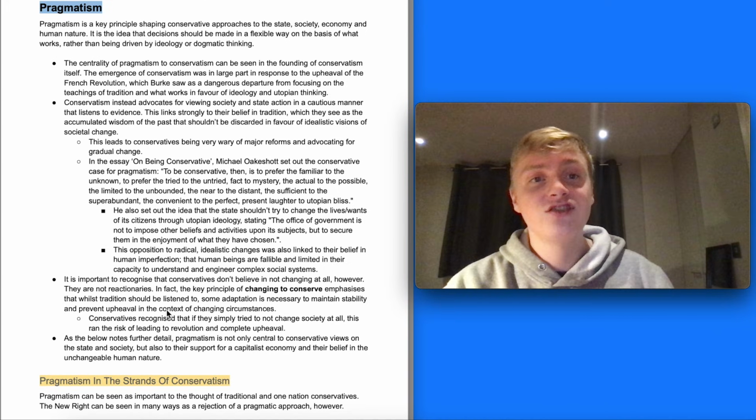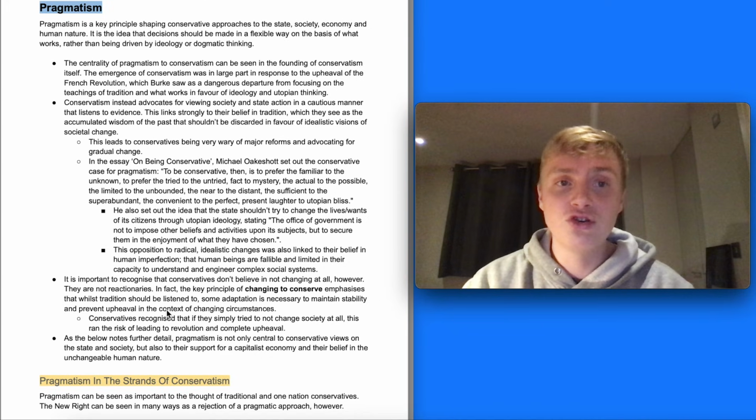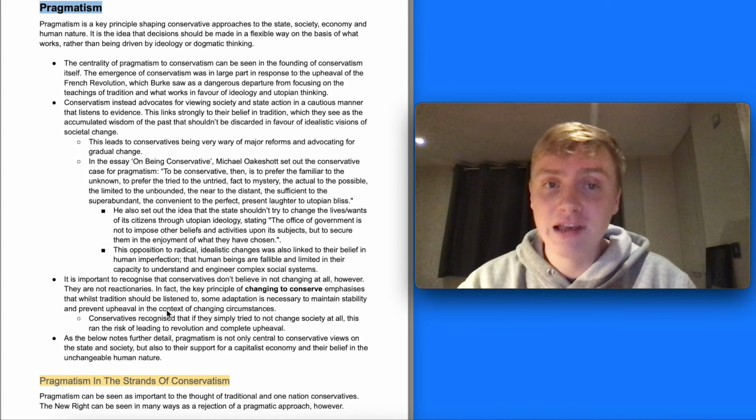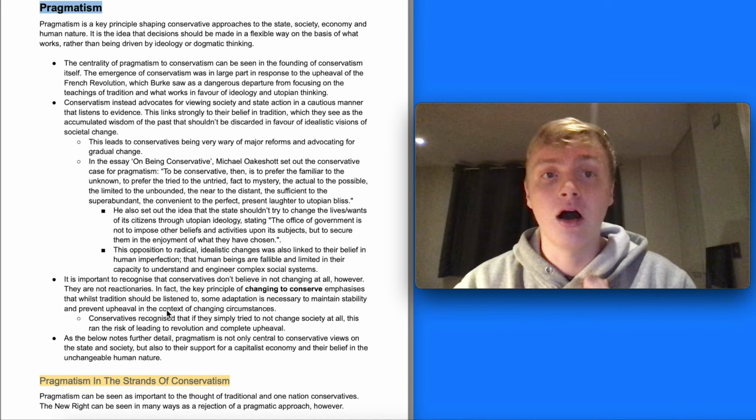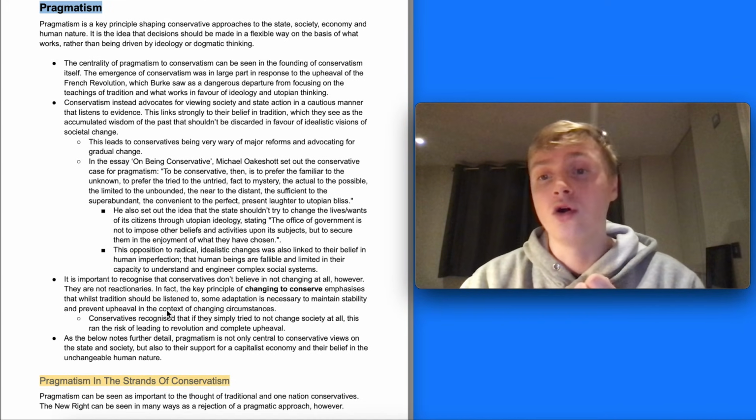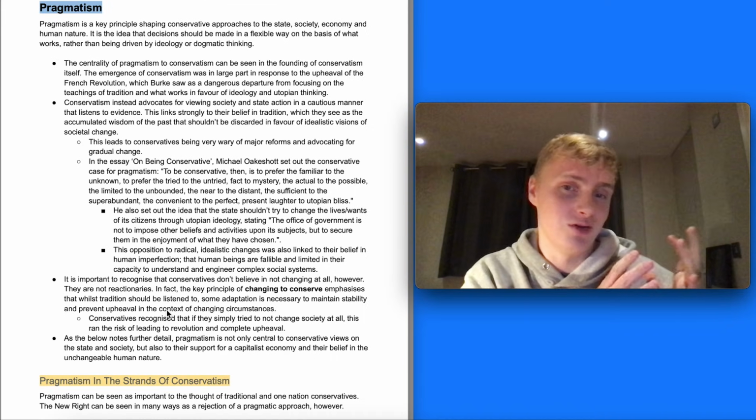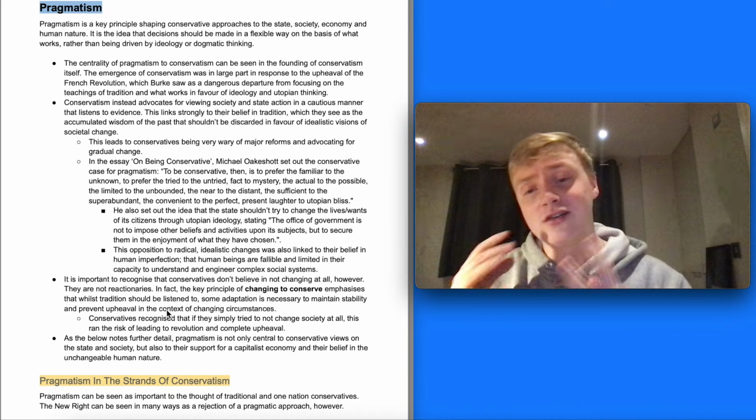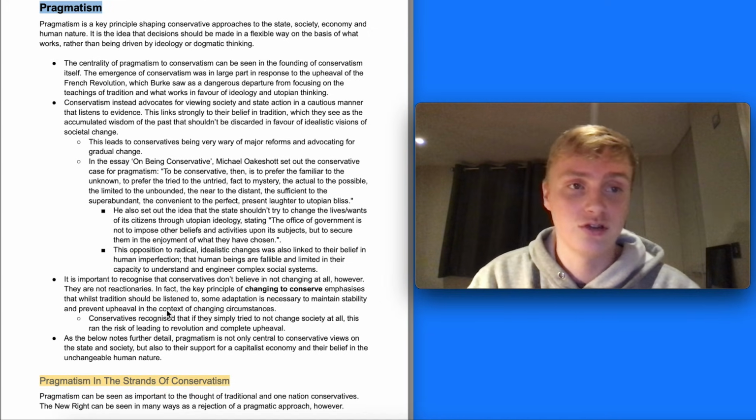It's key to shaping conservative approaches to the state, society, economy, and human nature, and it's crucially the idea that decisions should be made in a flexible way on the basis of what works, rather than being driven by ideology or dogmatic thinking, these abstract principles. That's where conservatism emerged from. It emerged from this opposition to the French Revolution.